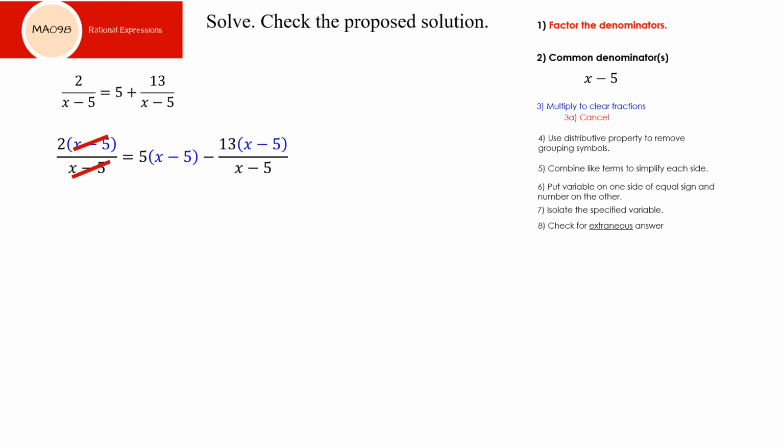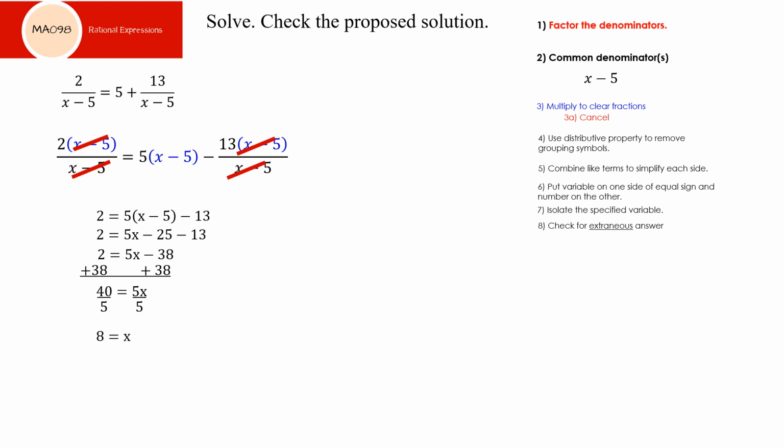That's kind of the fun part, right? So there we go. So now we have 2 equals 5 times x minus 5 minus 13. Now, if we have it, we need to use the distributive property. So let's do that. 5 times x is 5x, and 5 times negative 5 is negative 25. Let's combine like terms. Now we have 5x minus 38. We need to have the variable on one side and everything else on the other side. This is really algebra from here on out. We're going to add 38 to both sides, and then we have to get x really by itself. That's when we isolate the variable. So we need to divide by 5, and it turns out that x is 8.